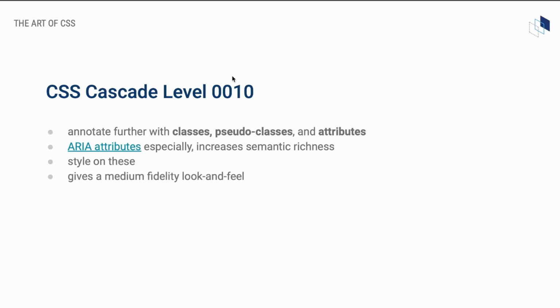These refer to your classes and pseudo classes, with things like whether a button is hovered over or a link is visited or unvisited, as well as attributes. In particular, ARIA attributes increase the semantic richness of your HTML quite significantly. We can style on these and end up with a medium fidelity look and feel for your website.